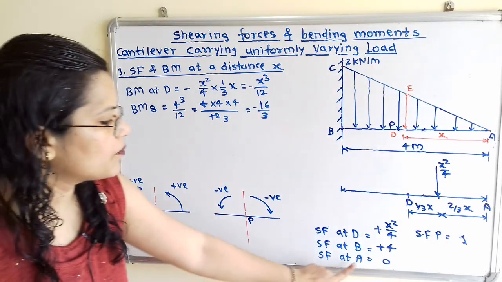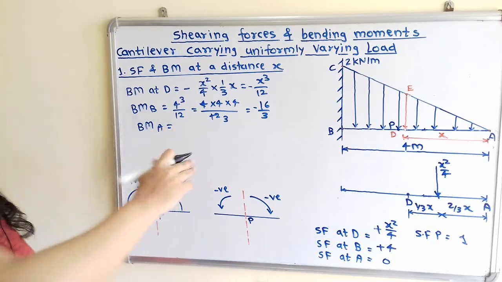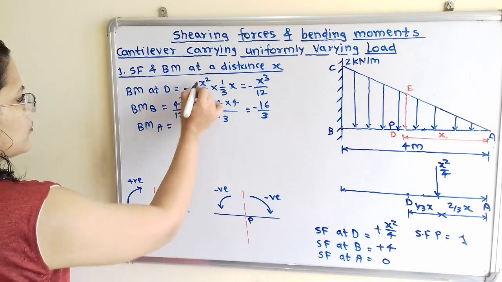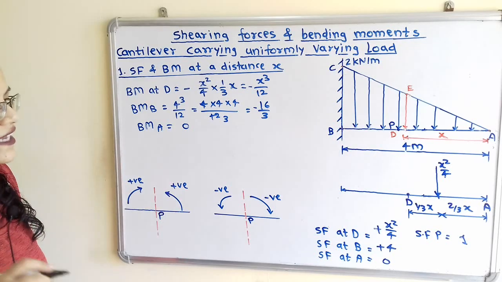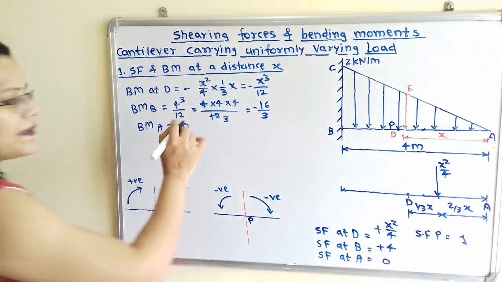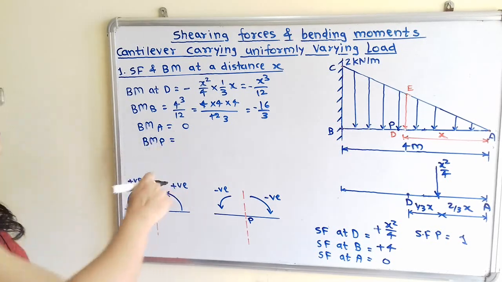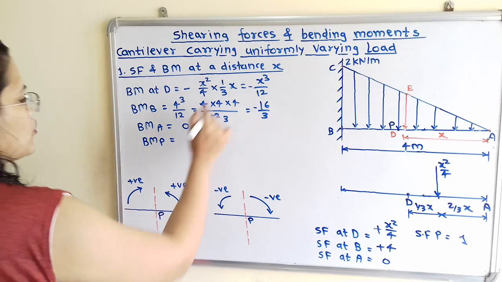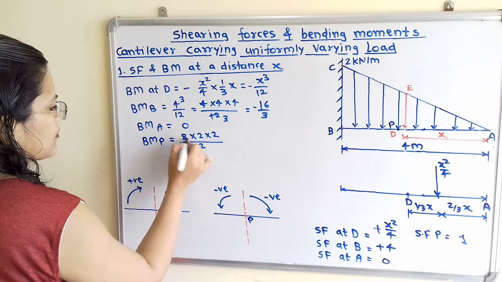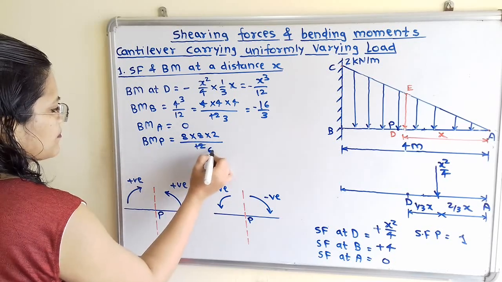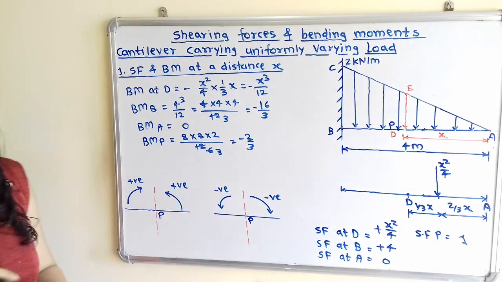Then bending moment at point A. At A, this distance x is equal to 0, so the bending moment at point A is 0. Then bending moment at point P, where P is the middle point. So bending moment at P, where x is the middle point, that means 2. So 2 cube, 2 multiplied by 2 multiplied by 2 divided by 12, which is equal to 2 by 3. We have to mention it here with a negative sign.